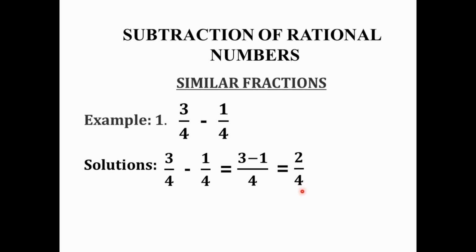And 2 over 4 can still be reduced to its lowest term using the GCF, which is 2. So we will divide the numerator and the denominator by 2, and that is equal to 1/2. So this is now the difference, 1/2, after subtracting 3/4 and 1/4. Alright?